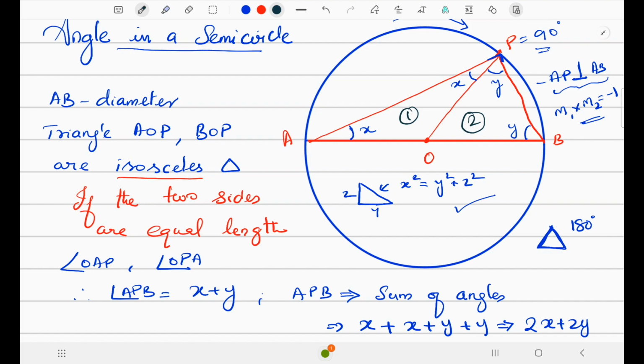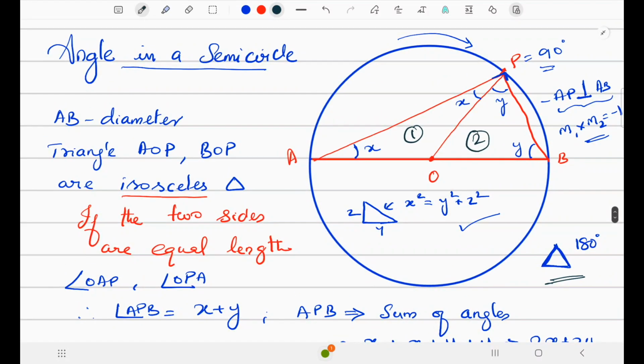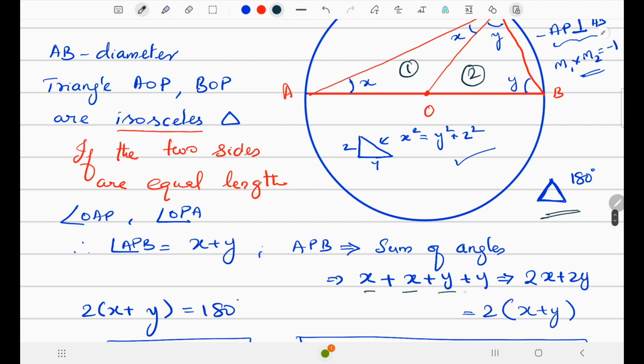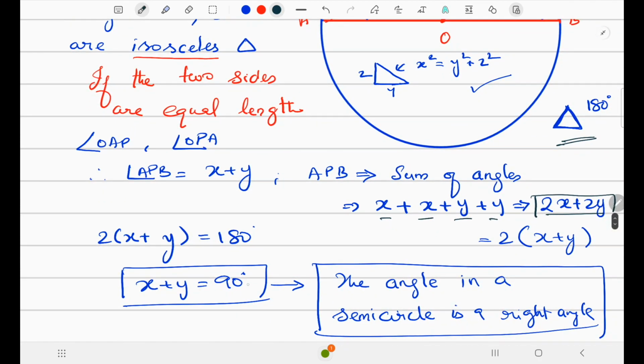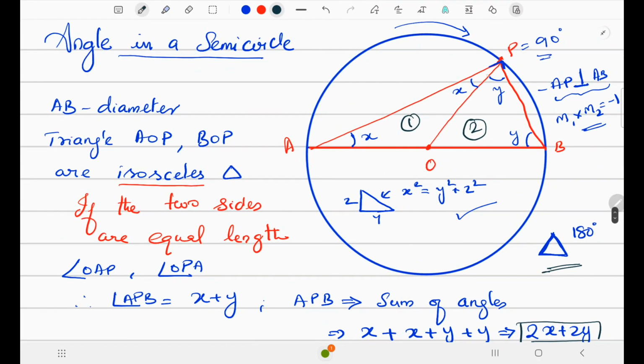Now, we already know that the sum of angles in a triangle is 180 degrees. So if we consider both triangles 1 and 2, the big triangle APB, what are the angles inside? The angle x plus y plus y plus x, that is 2 times (x plus y), equals 180 degrees, and so x plus y is 90 degrees. From this we can say that the angle in a semicircle is a right angle. The angle in a semicircle is always a right angle, that is, the angle at point B is always 90 degrees.